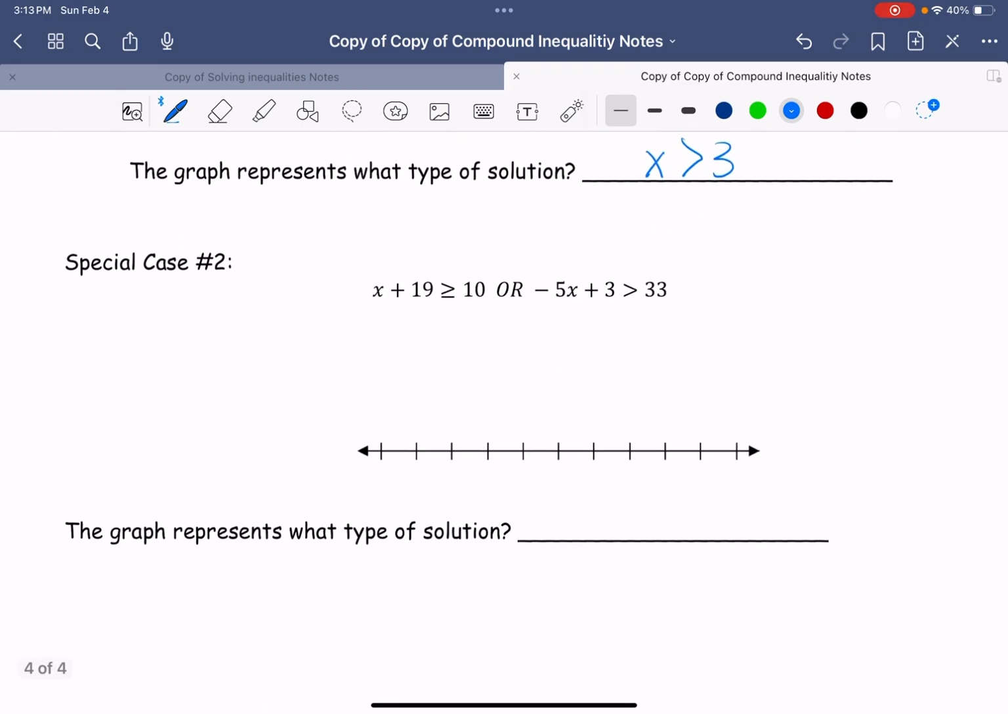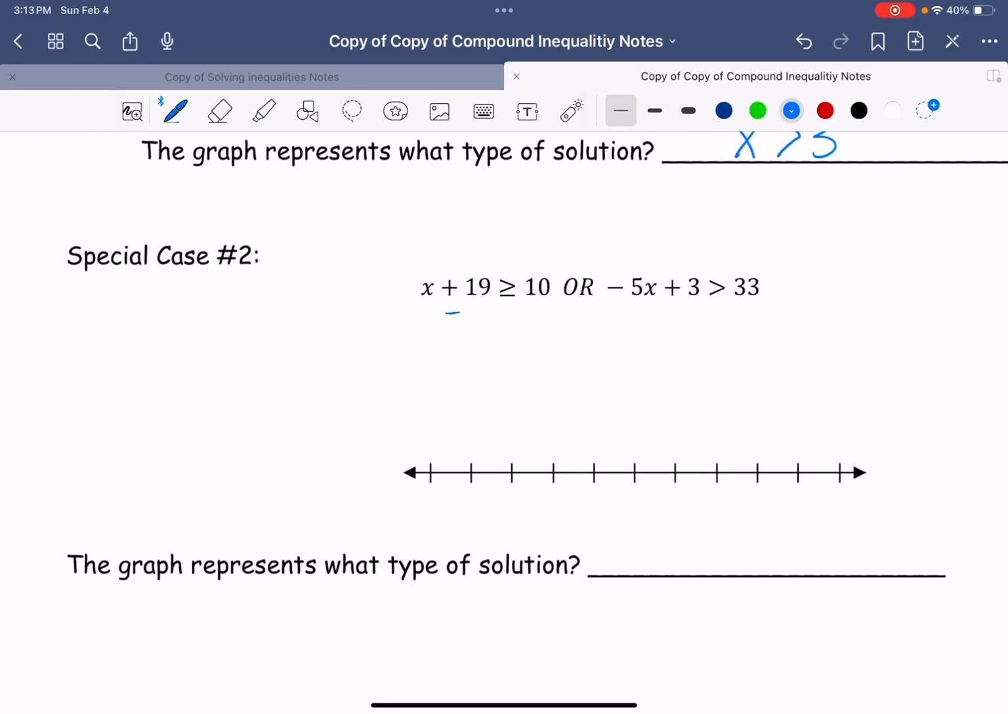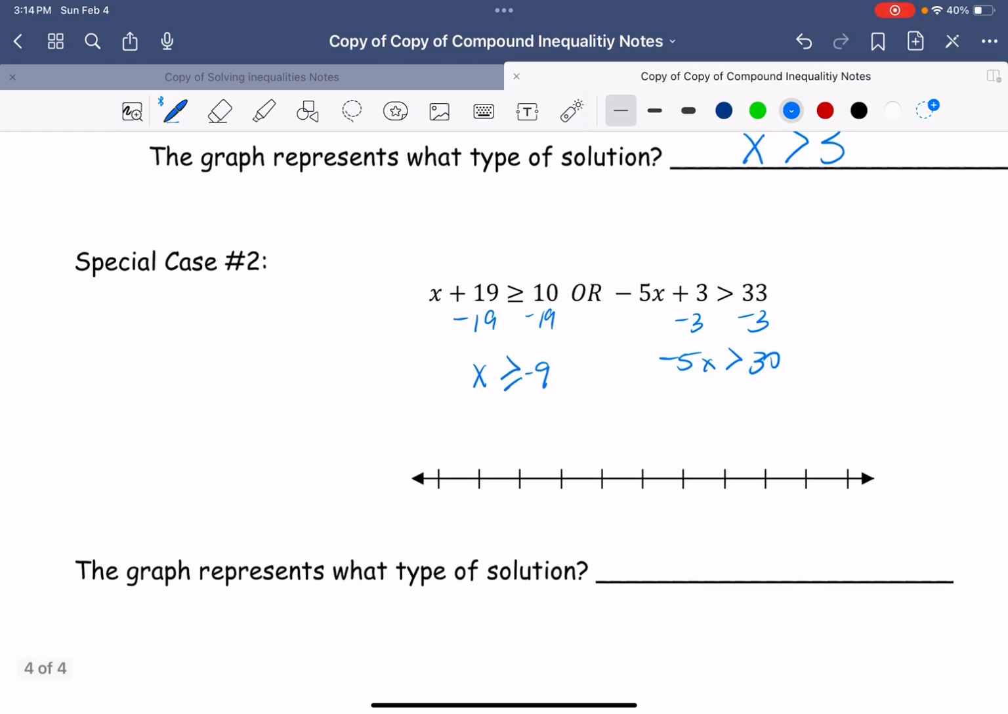Let's look at the second special case. Okay, in this case, we do have to do a little solving. So let's solve for this. x is greater than or equal to -9, or -5x is greater than or equal to 30. I'm going to divide by -5. Oh, dividing by negative, we have to flip the sign. So x is less than -6. All right, so I've got these two numbers I've got to solve or put on the graph.